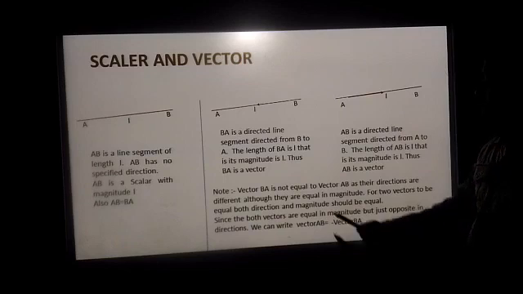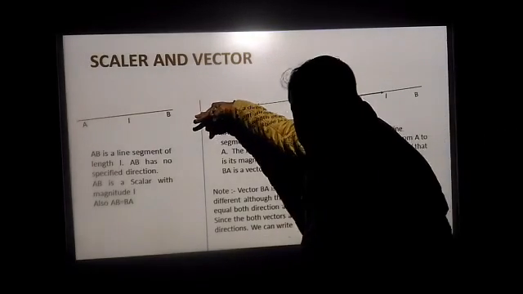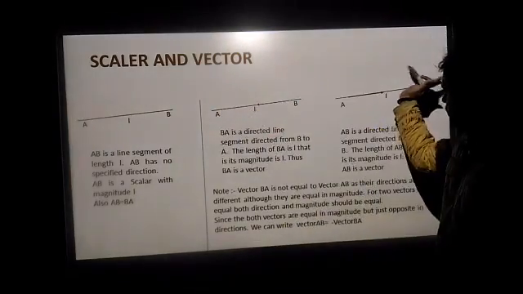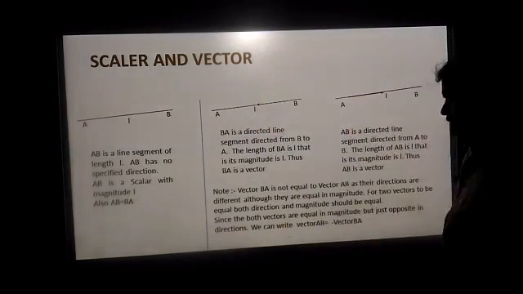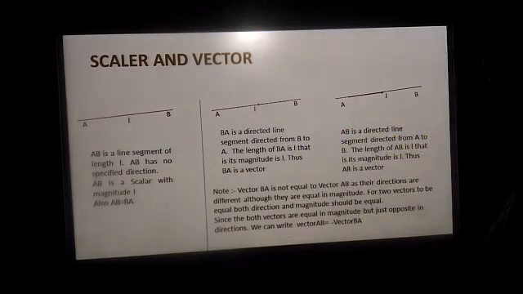That is written here. Vector BA is not equal to vector AB. That means BA, B to A, is not equal to A to B. Their directions are different, although they are equal in magnitude because both have the same magnitude L.